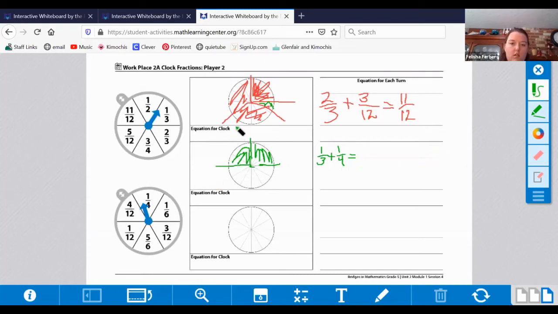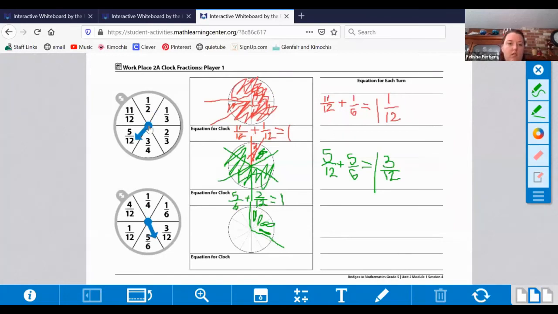All right, so this one is 11 twelfths. Yes. 1/12 equals 1. All right. First player, spin, spin. Don't forget to change your color. Let's go purple. 11/12 plus 1/6. I think this one just took over the whole board. Look, that's way too much.